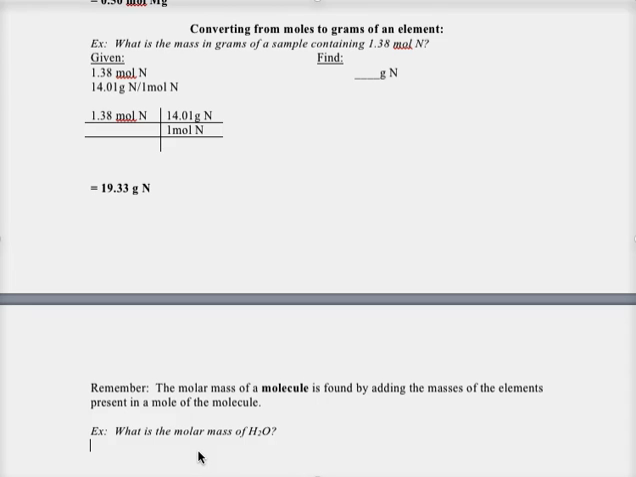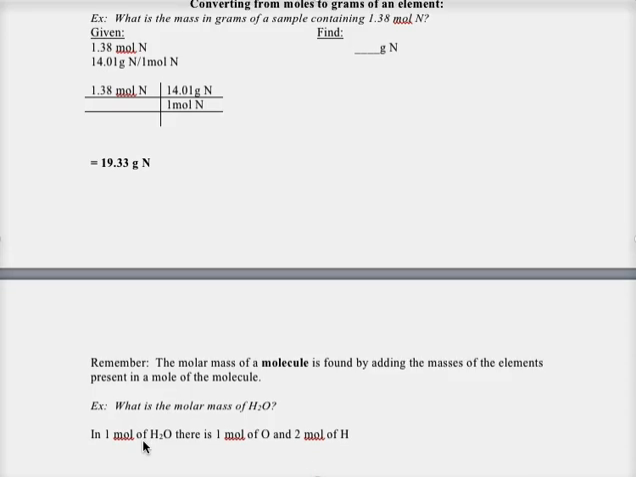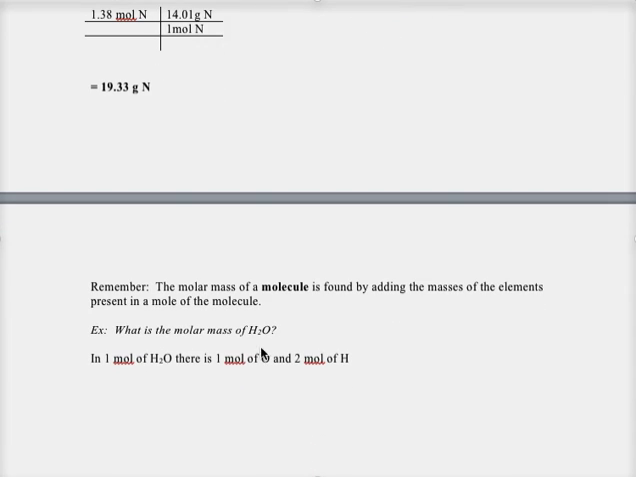Now, what do we know? We know that in a mole of water, there is a mole of oxygen and 2 moles of hydrogen. So there's an implied coefficient of 1 here with the oxygen, and of course this subscript of 2 for the hydrogen. So I just add up the molar masses of 2 hydrogens and 1 oxygen.